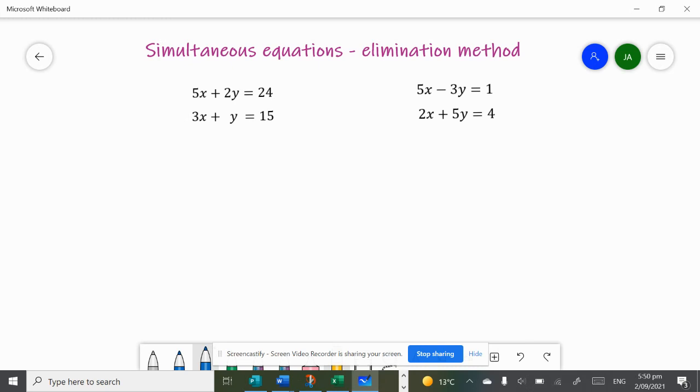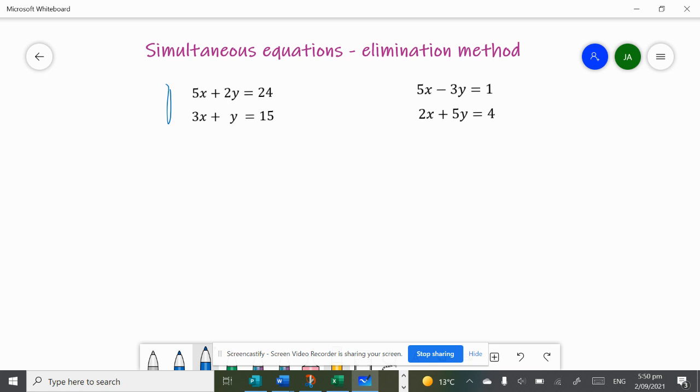So here we're looking at solving simultaneous equations, i.e. two equations with x and y in, but we're going to use what's called the elimination method. What we're trying to do is eliminate one variable. At the moment, if we look at this first one here, if we added them or subtracted them, we would still get x and y's in there.